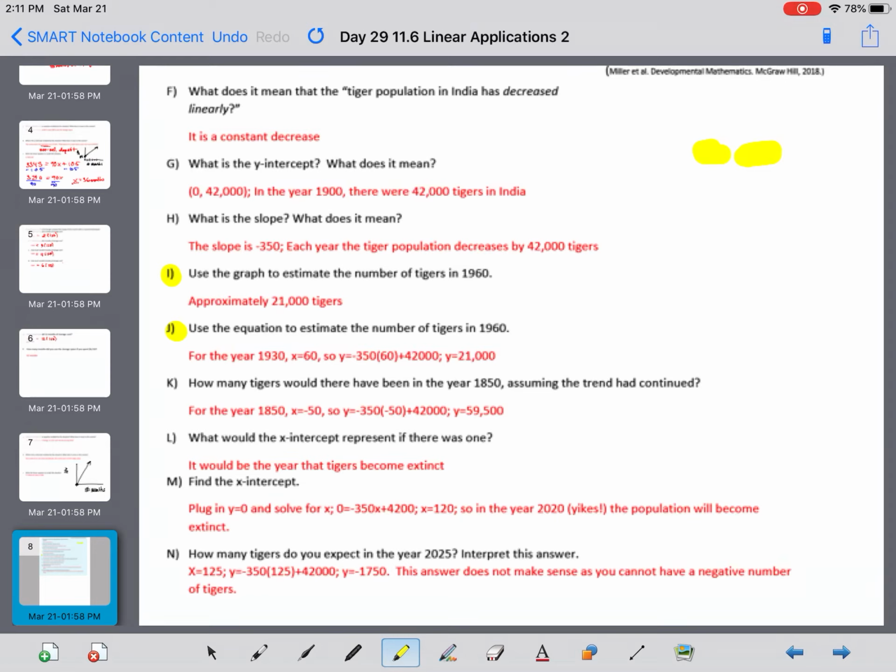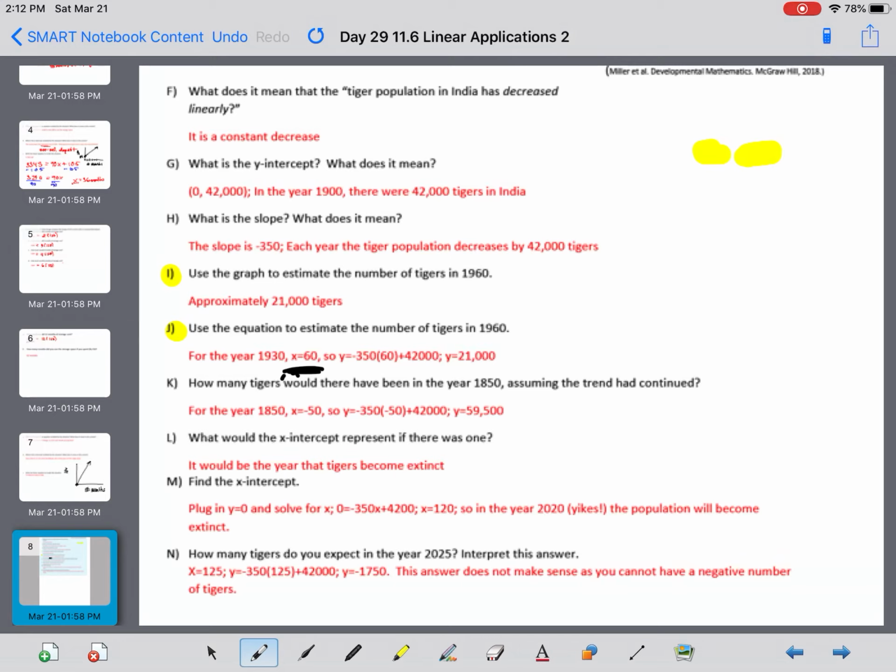And then I actually used my equation for part J to help me determine the number of tigers. So if I'm looking for the year 1960, that tells me my x value is going to be equal to 60. So I'm going to plug 60 into the equation, and that's going to spit out the y value. In this case, the y value would represent the number of tigers, so there would be 21,000 tigers in the year 1960.